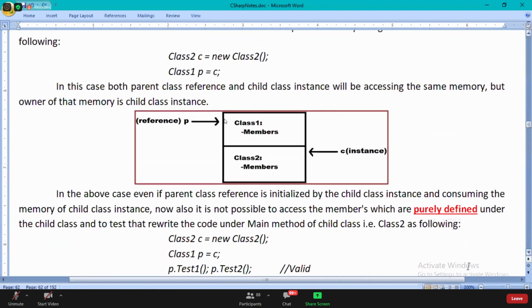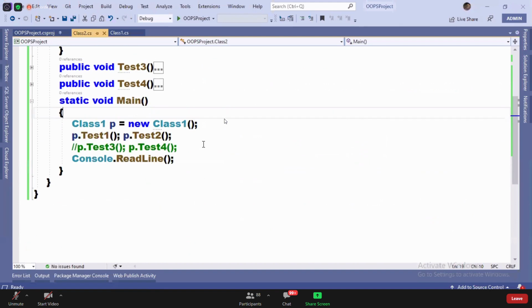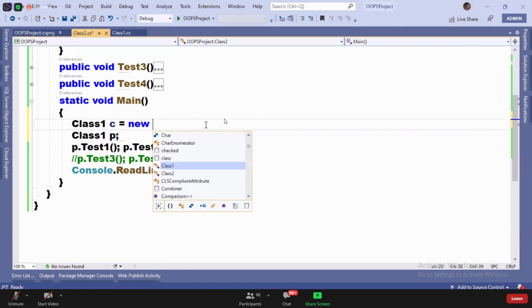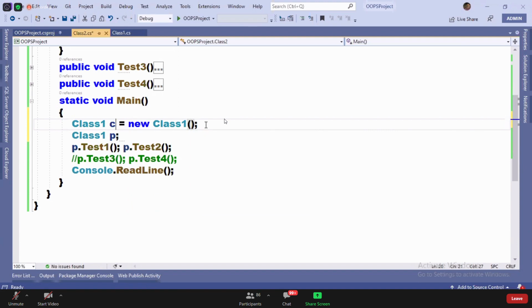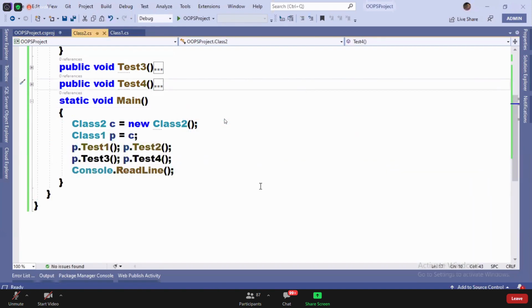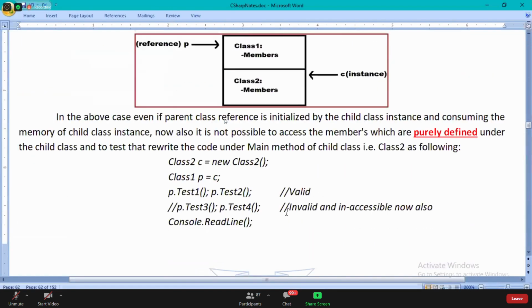You can test this. Come here and just see. Class 2 C is equal to new class 2. Sorry, guys. Class 2 C is equal to new class 2, the child class instance is equal to C. Now also P dot test 3 and P dot test 4 are errors. Now also error, you cannot call. What you can call? You can call test 1 and test 2 only. Watch it, guys. Test 3 and test 4 are invalid and inaccessible.